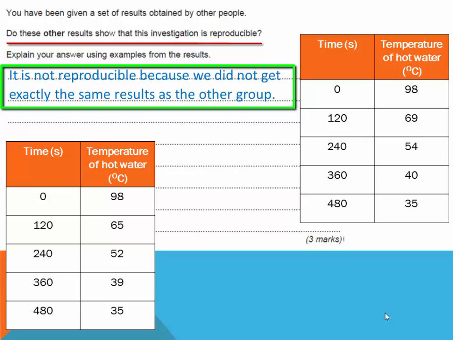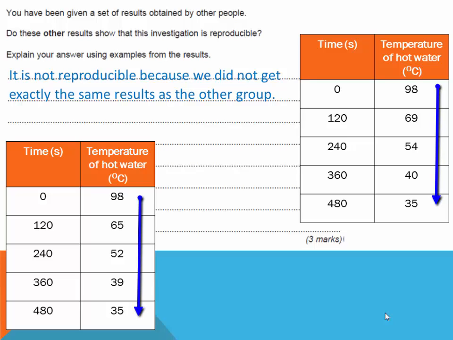Reproducibility does not mean that the results have to be identical. It's more that we need to see the same pattern or trend in both sets of results. And you can see by looking at the data, temperature drops with time for both groups. So actually, this isn't going to be worth any marks because they're wrong about whether it's reproducible.